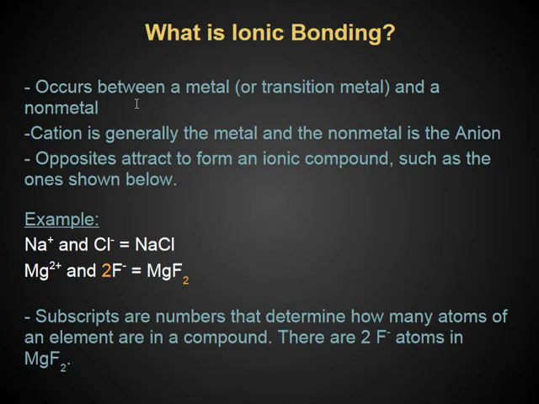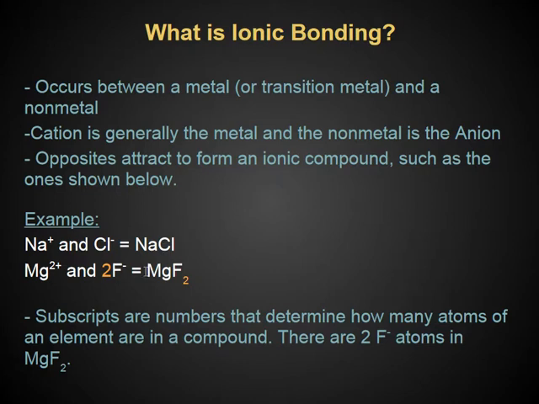First off, an ionic bond occurs between a metal or transition metal and a non-metal. The metal is usually the cation, and the non-metal is the anion. In the example below, we see that opposites attract. If we have a positive ion, such as sodium, and a negative ion, such as chlorine, then they'll form a compound, which is sodium chloride.